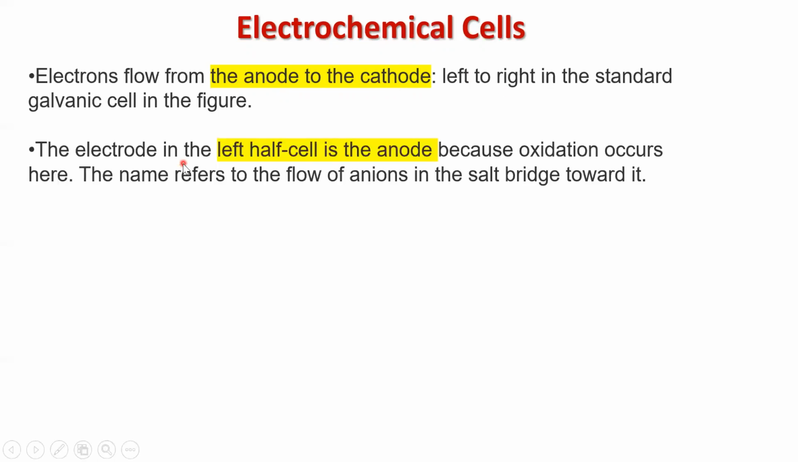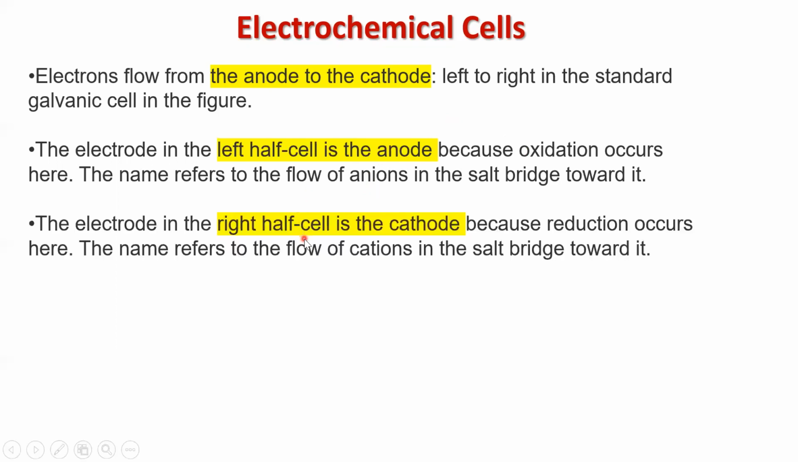The electrode in the left compartment is the anode, and that's where oxidation takes place. Again, A and O are vowels, just a way for you to remember it. And the reason why it's called the anode compartment is because the negative ions or the anions from the salt bridge flow into that compartment to keep it neutral.